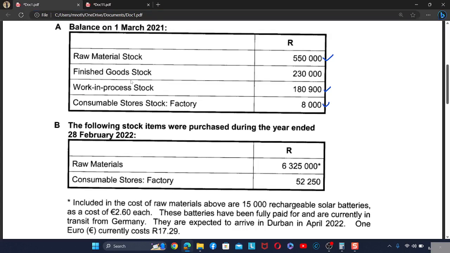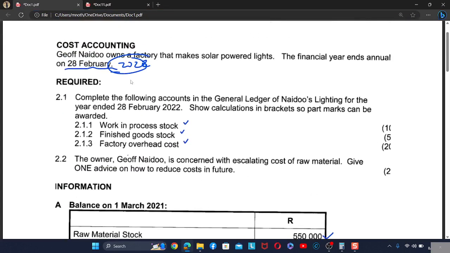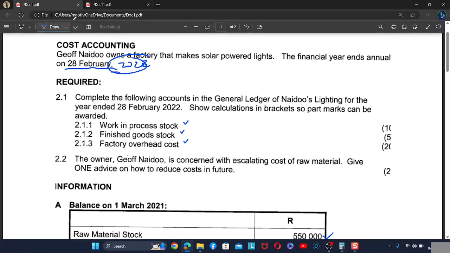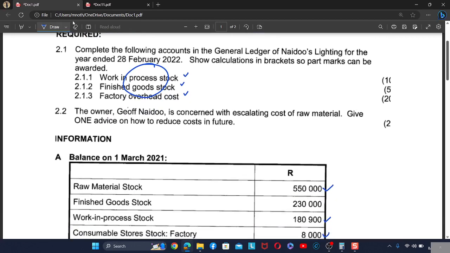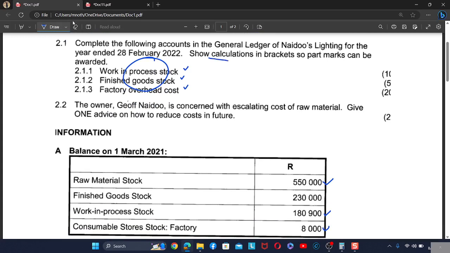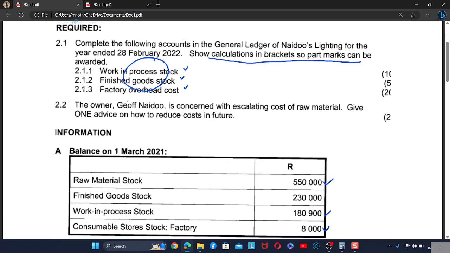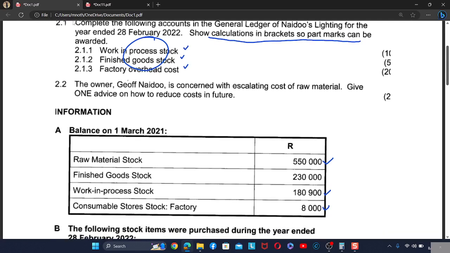Today we are going to focus on cost accounting. Your neighbor owns a factory that makes solar powered lights. The financial year ends on 28th February 2022. Complete the following ledger accounts. So we are told to do these 3 ledger accounts, and then to show the calculations in brackets so that part marks can be earned.